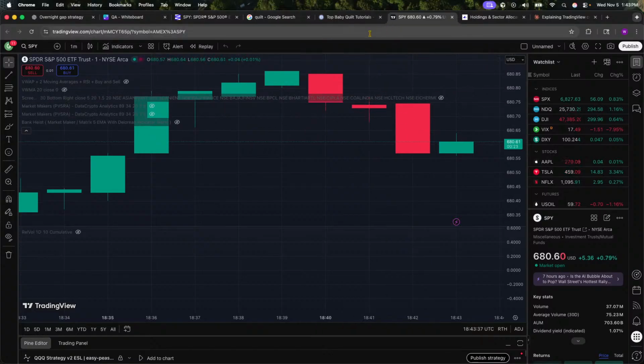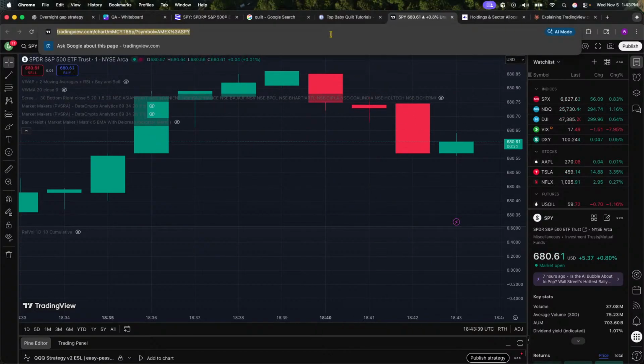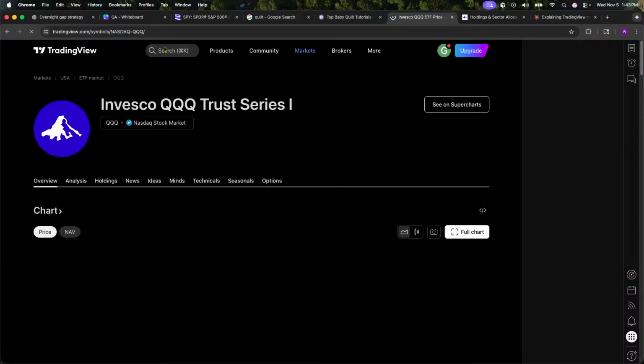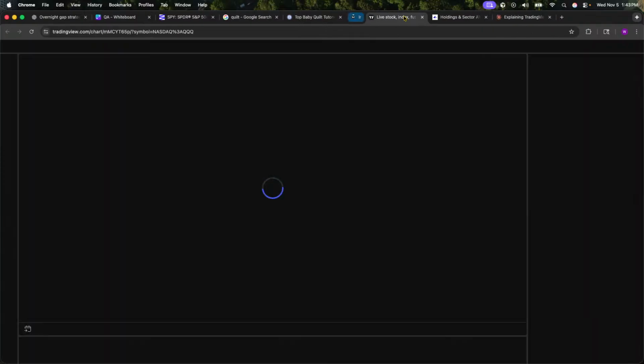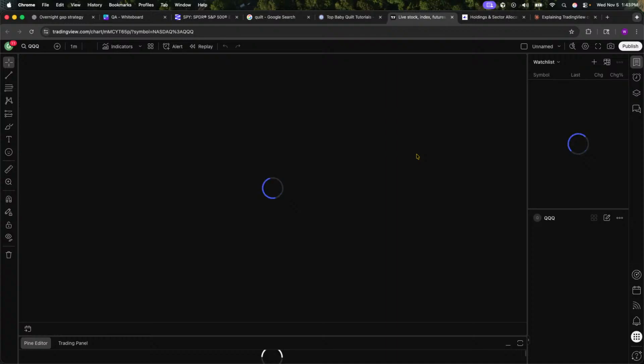But this is SPY. Let me go get QQQ. Let's open up QQQ. Remember, SPY is the S&P 500, the top 500 companies within the New York Stock Exchange. And I'm using TradingView. And how you can tell it's QQQ is because we see QQQ up here at the top left. Now I'm just waiting on it to load.